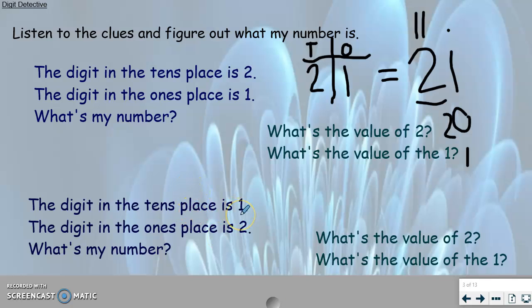The digit in the tens place is 1. The digit in the ones place is 2. Okay, so the tens place is a 1. The digit in the ones place is a 2. So what number do we have, y'all? 12. Okay, so what is the value of the 1? Is it 1 or is it 10? 10, because remember, 1 in the tens place, that means 1 10 stick. 1 10 stick equals 10. And what's the value of this 2 right here? That's right, it's just 2, because that's 2 ones.